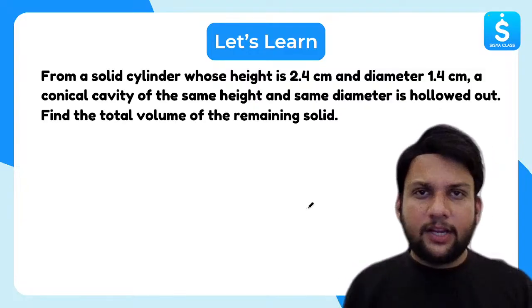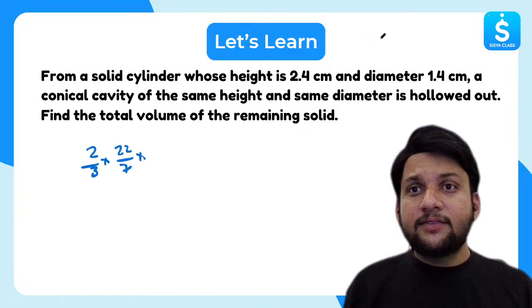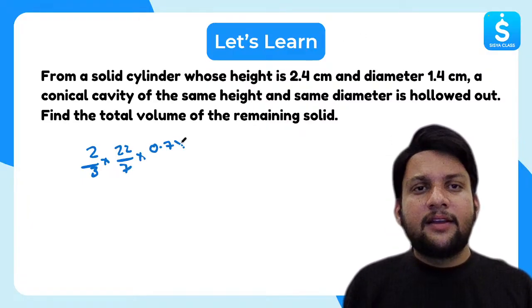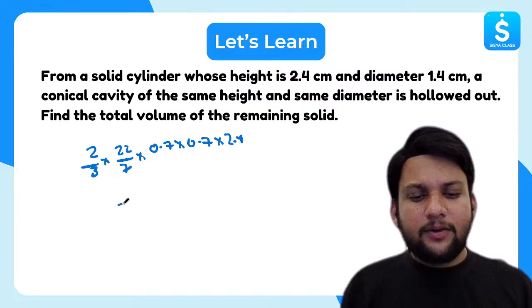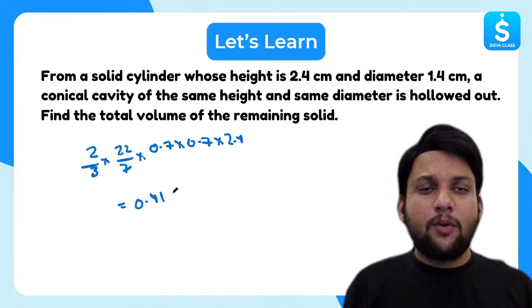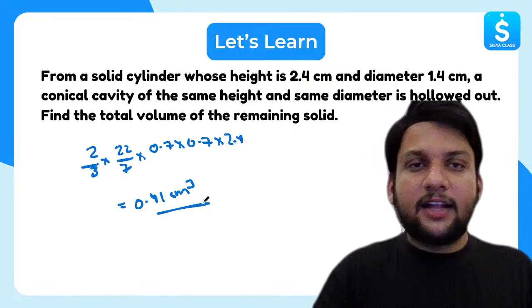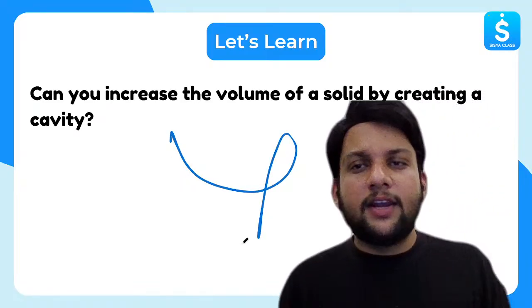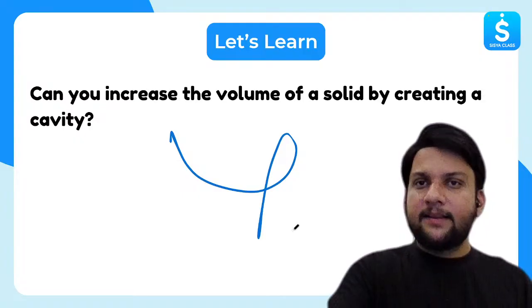If I do the calculation here, it will be 2 by 3 multiplied by pi, that is 22 by 7, into r. R is what? 1.4 or 0.7? 0.7 r square into h, that is 2.4. Now you can do the calculation. Answer you will be getting is 0.41 centimeter cube. So the answer for this question is that no, we cannot increase the volume of a solid by creating a cavity. I hope it is clear, right?